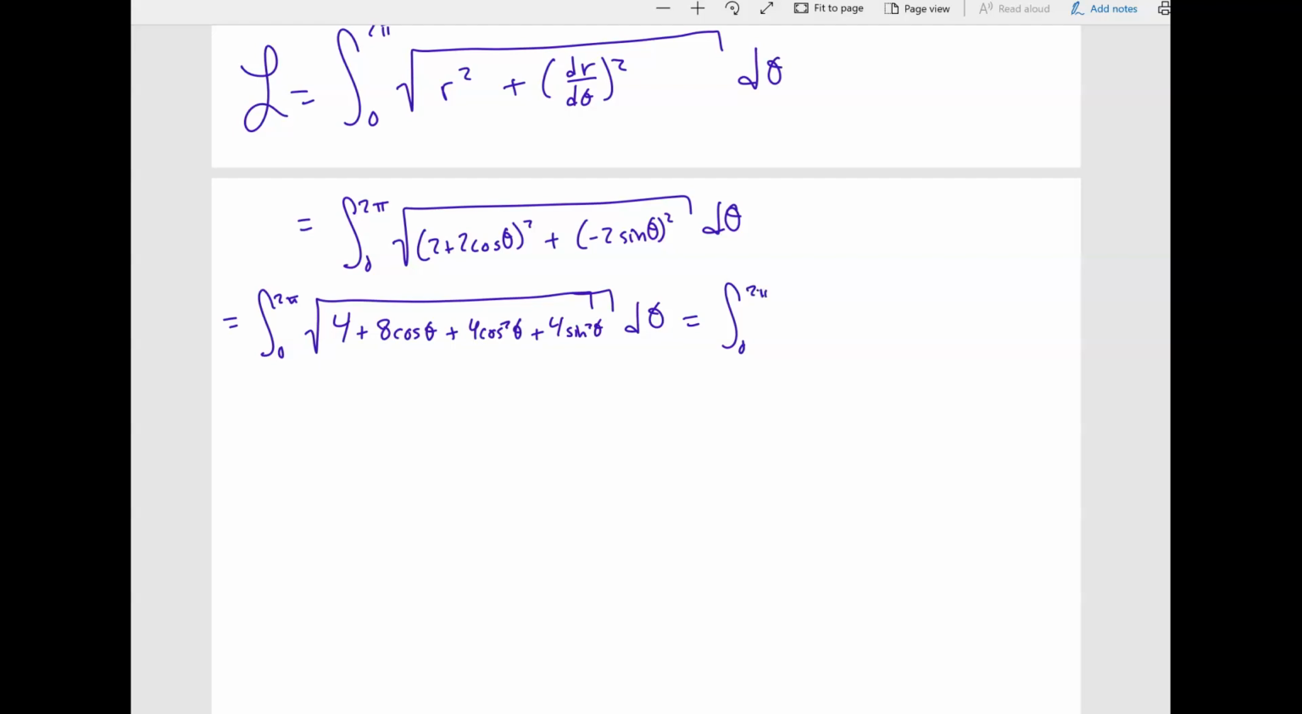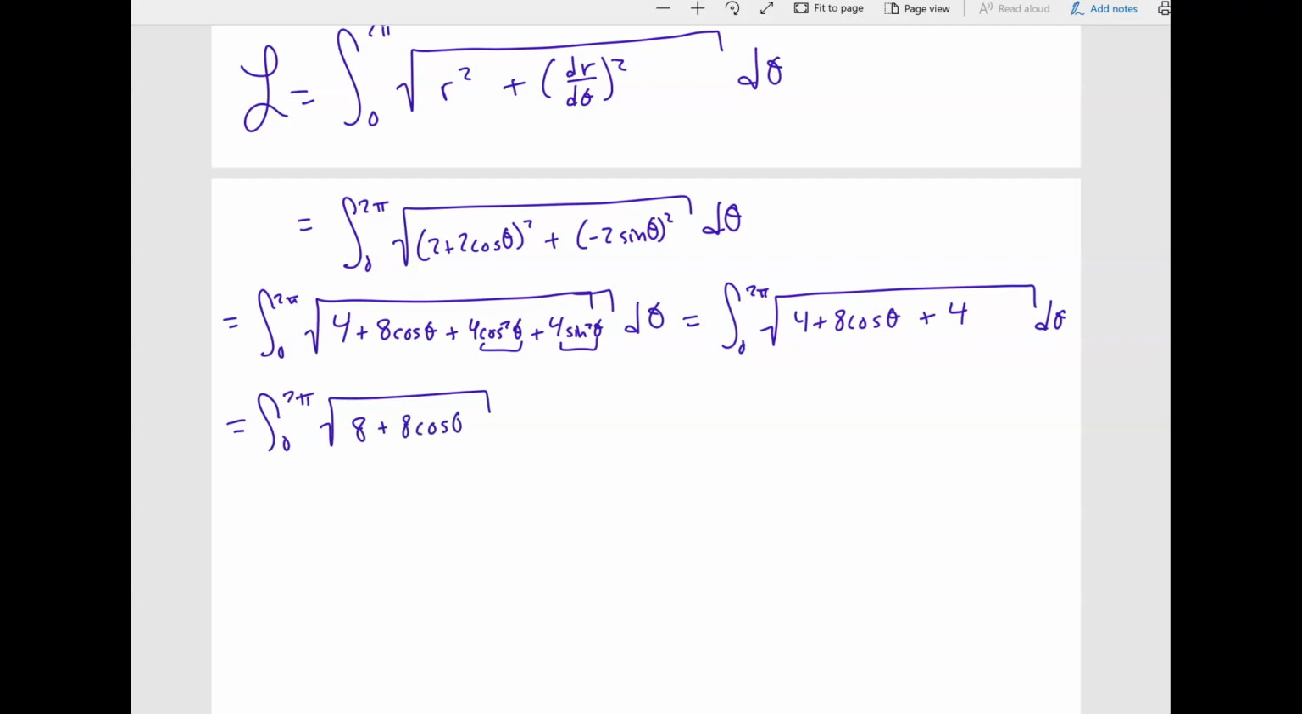So you can go ahead and use the Pythagorean identity again. So you are left with 4 plus 8 cosine theta, and then the other one you're just left with a 4. So then you have a 4 and a 4 that just collects, and you just get the square root of 8 plus 8 cosine theta, d theta. Okay, this looks a little better.